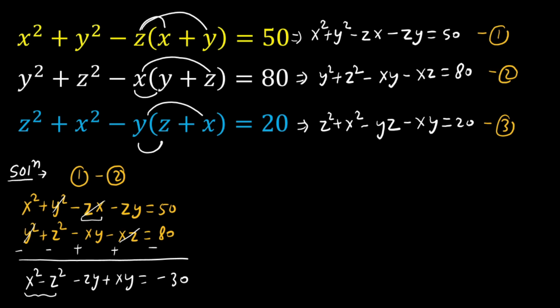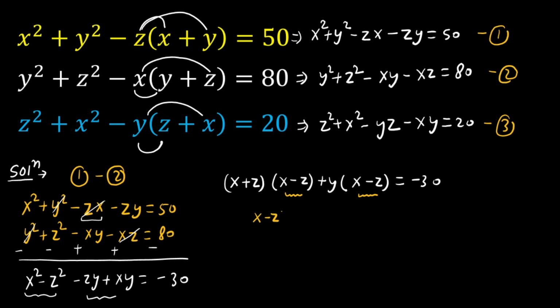x² − z² is the same as (x + z)(x − z), and if we take (x − z) common from the other terms, we get (x − z) times (x + y) equals −30. Taking x − z common, we get (x − z)(x + y + z) = −30. Let us consider this equation number 4.